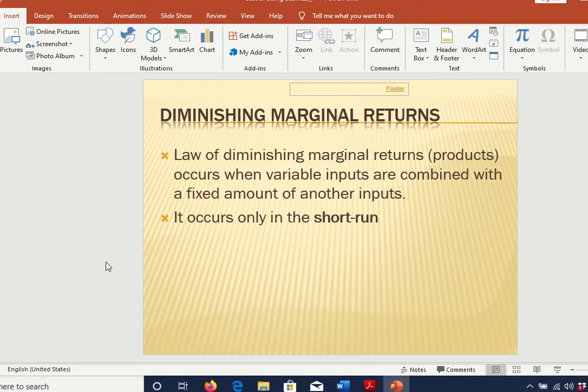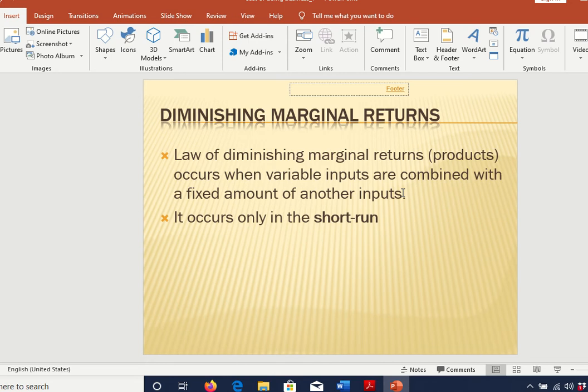Okay, so the law of diminishing marginal returns occurs when variable inputs are combined with a fixed amount of another input. So when you recall the story of this small factory with only one machine, the variable input here is actually the worker. So we can keep increasing the number of workers. But there is at least one type of input whose amount is fixed. In this particular case, that's the machine, and also the space of the factory.